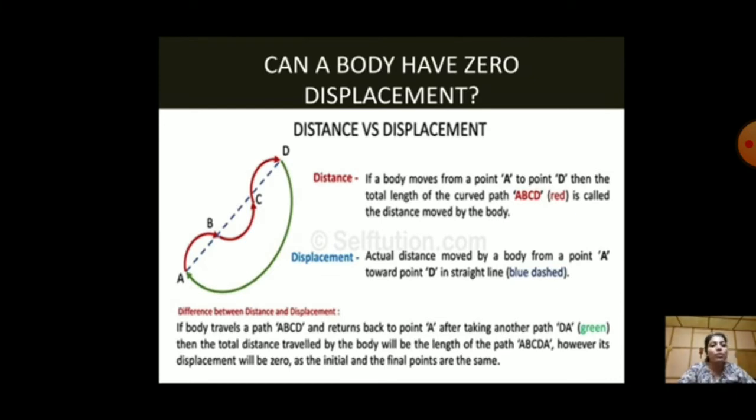Suppose the body is traveling from A to D, and from point D it is again traveling to A. What is the initial point here? A. What is the final point here? Again A. So that means displacement is 0. When the initial and the final points are the same, then displacement becomes 0.